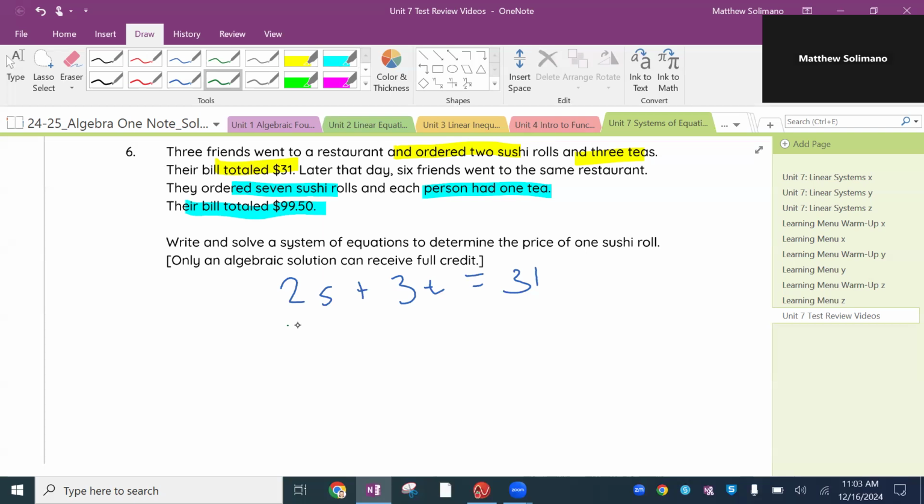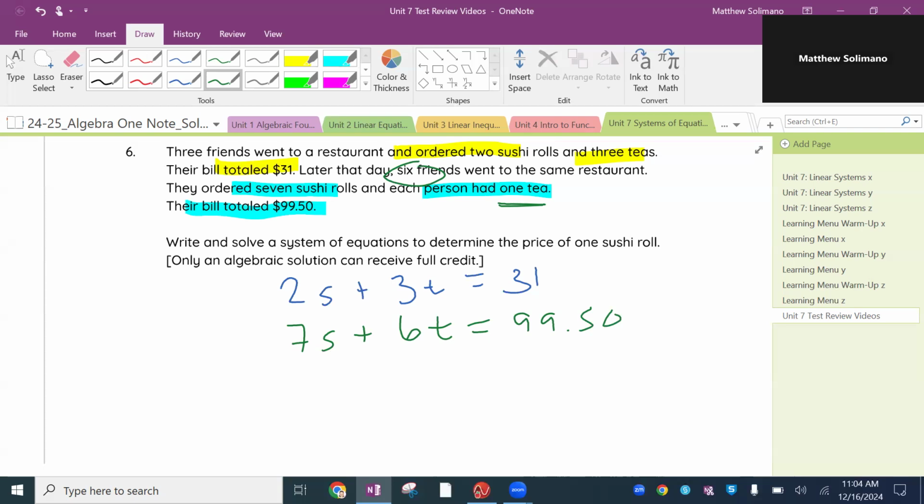So 7 sushi rolls for this one, 7s, plus 1 tea each. So 6 friends got 1 tea each. So this is 6t. We just got to read carefully there. And it totals $99.50.